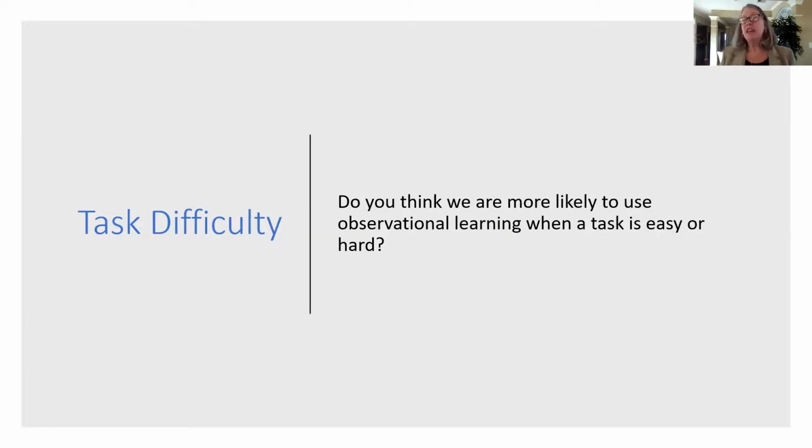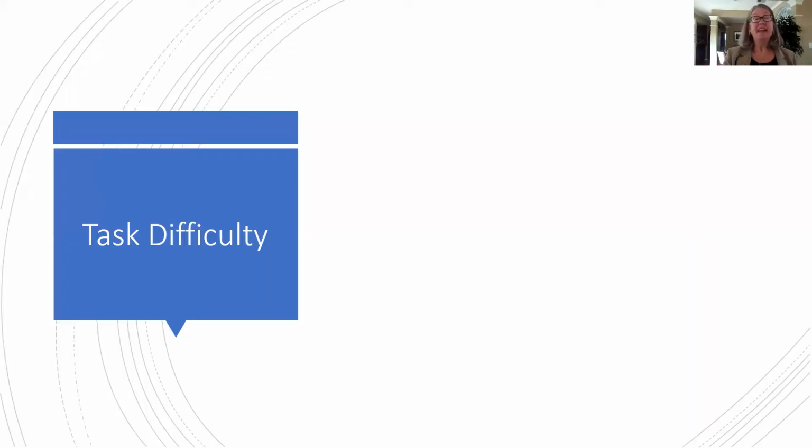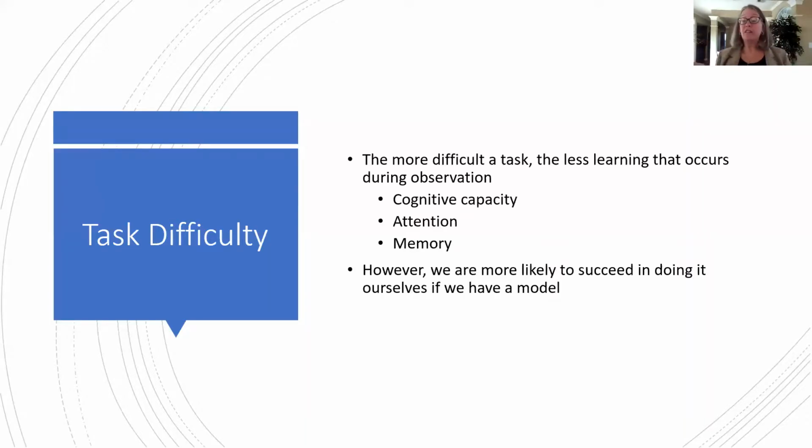So it's going to be harder to get the correct answer on a difficult task than an easy task. But what we find is that when the task is difficult, we are more likely to use observational learning, and it works better. Okay, so we're more likely to succeed in doing it ourselves if we have a model. The more difficult the task, the less learning that occurs during the observation, because it's so hard. It's harder to pay attention. It's hard to remember all of it. It's hard to keep that in mind and everything else because it's harder. Like, it's going to be harder if you do it alone too.